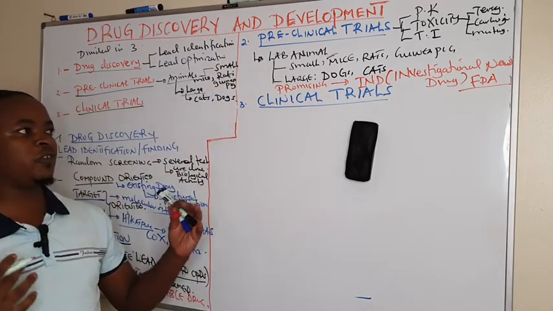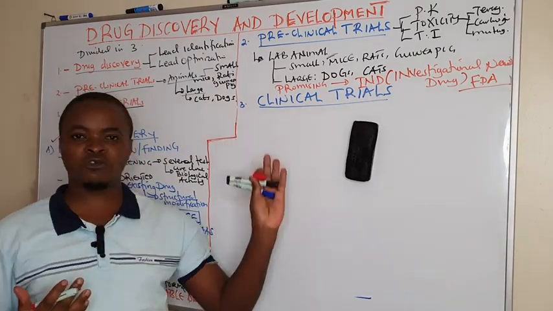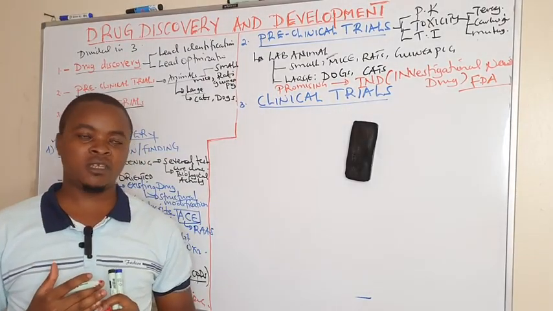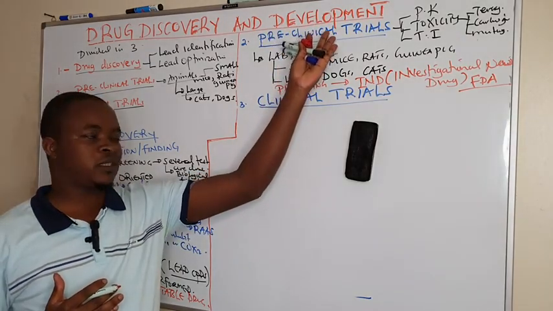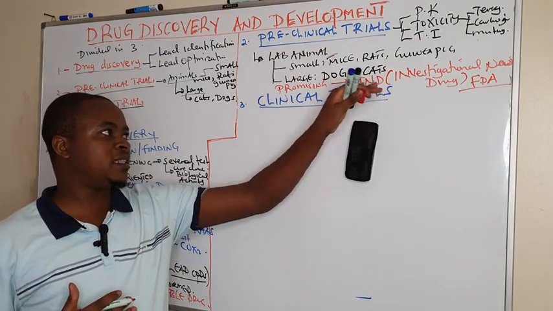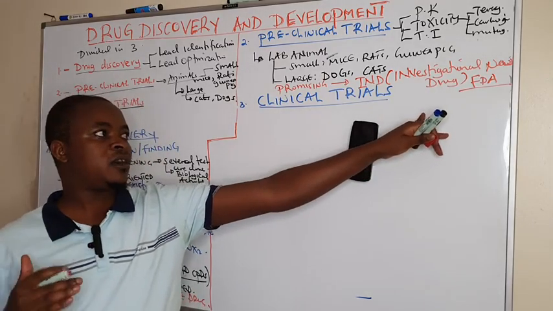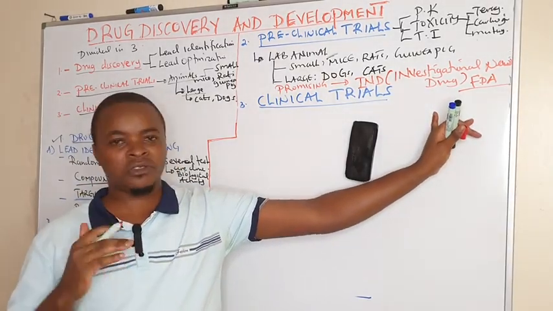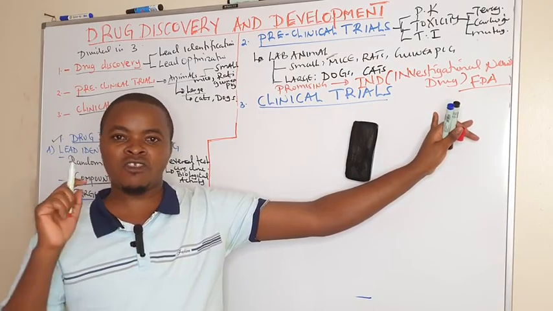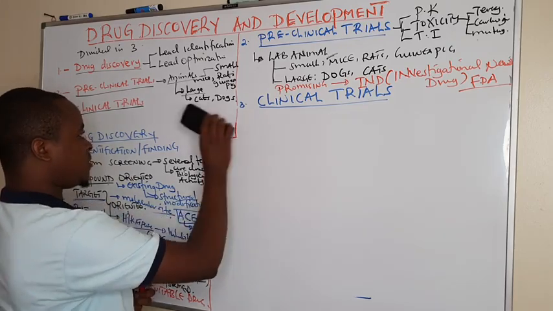Here you are looking for the authority to be approved to go ahead into the clinical trials, which are done on humans. After passing the tests done in animals, you make an IND, that is investigational new drug, to the USA Food and Drug Administration for approval. When you're approved, that's when you proceed to clinical trials.